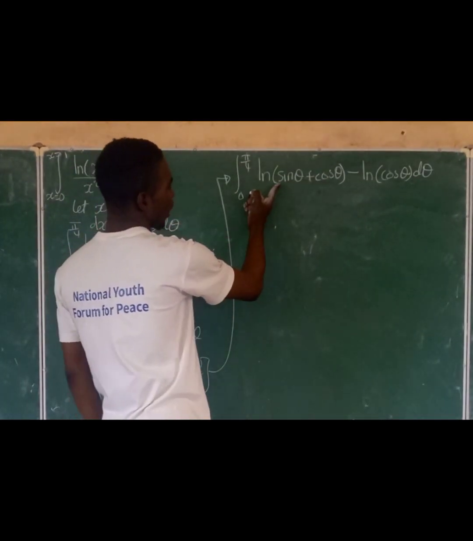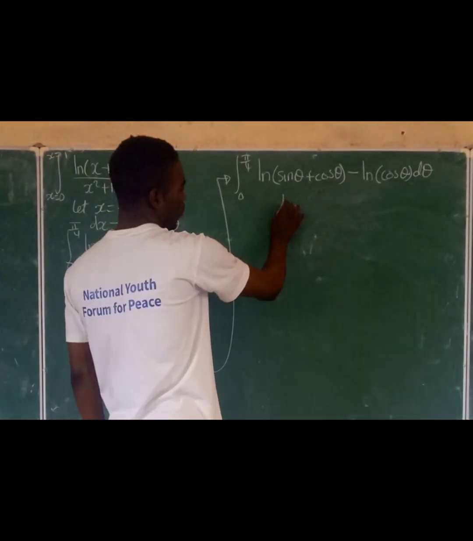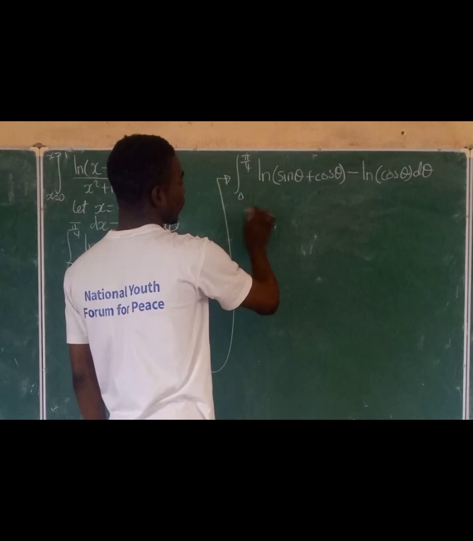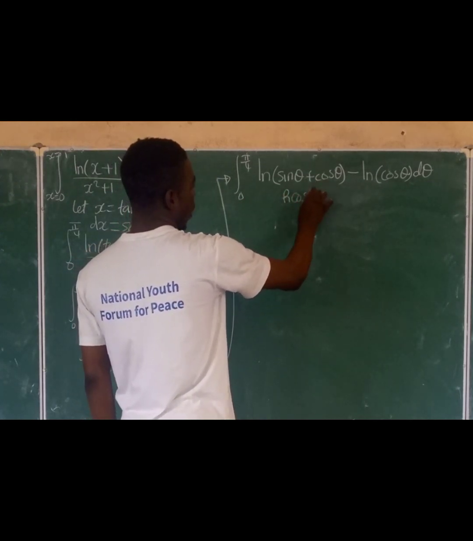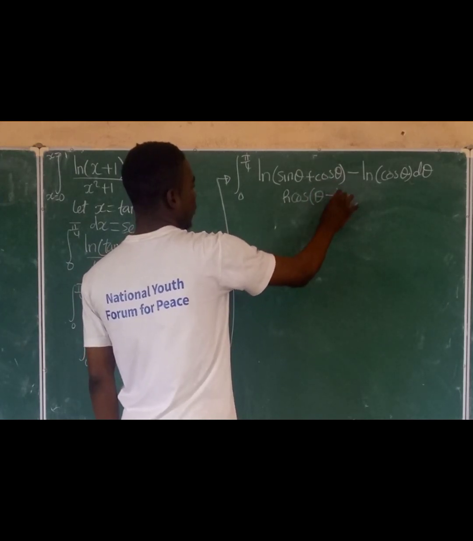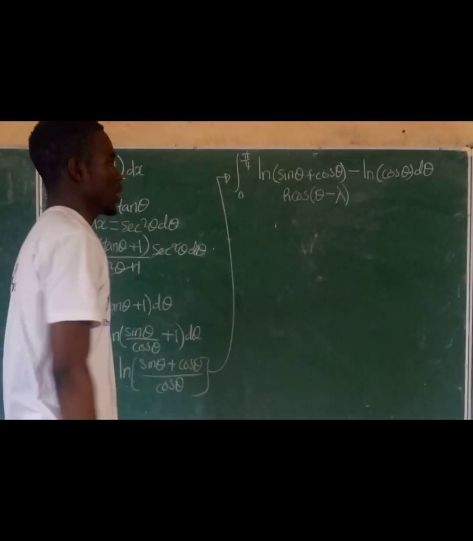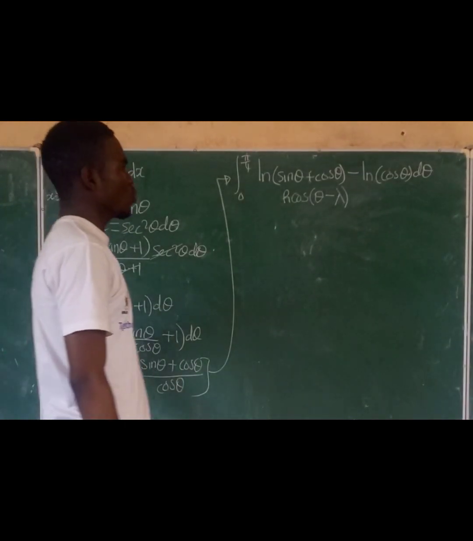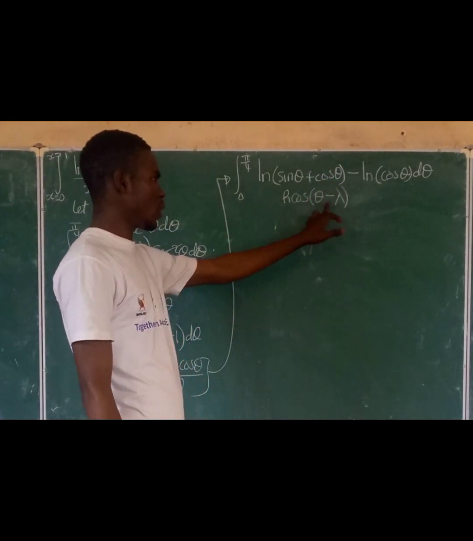I might want to write it in a certain form, like r times cos of, let me call it the same theta, minus a certain angle lambda, such that it is an identity. Okay? Yeah, so I can write it in this form. So how do I get the values of r and lambda?